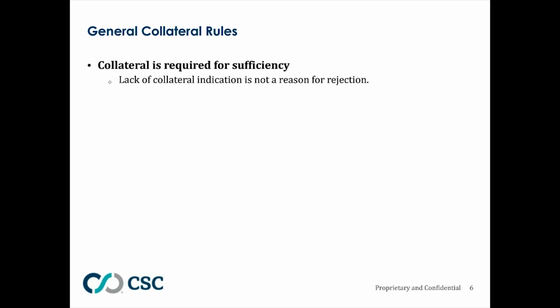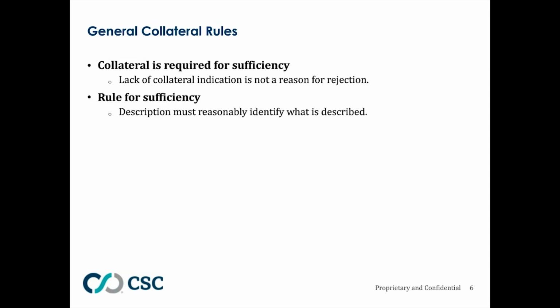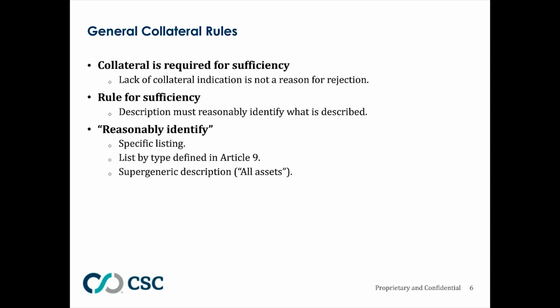Now, when it comes to sufficiency of the collateral statement, again, Article 9 is very generous for how the secured party can describe the collateral, and there are oftentimes multiple ways to describe the same collateral. And that's because the rule for sufficiency under Article 9 is that the financing statement must simply reasonably identify the collateral subject to the security interest. So what does it mean to reasonably identify? Well, it can be a very specific listing.